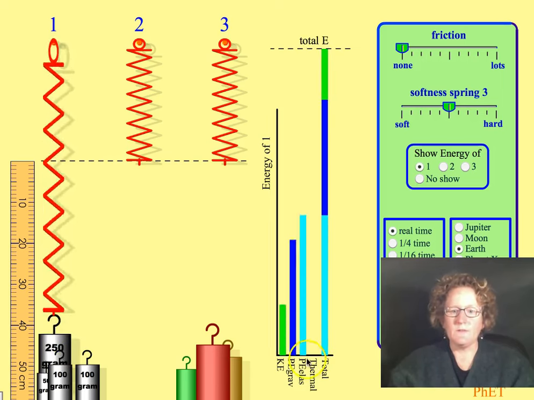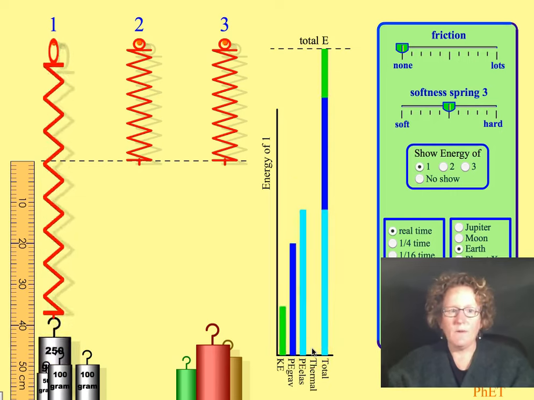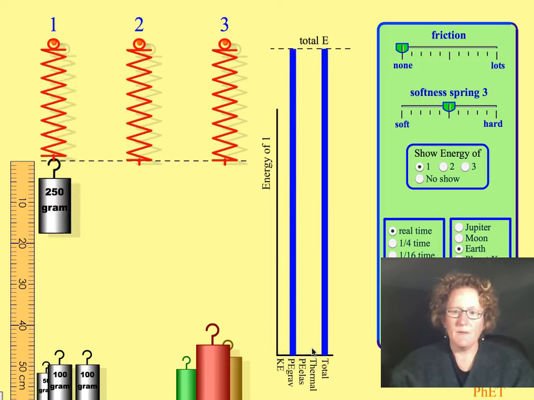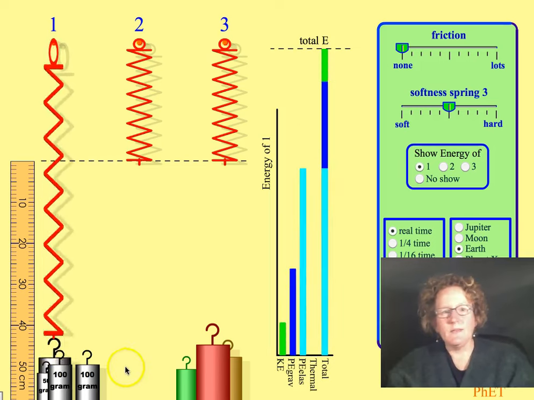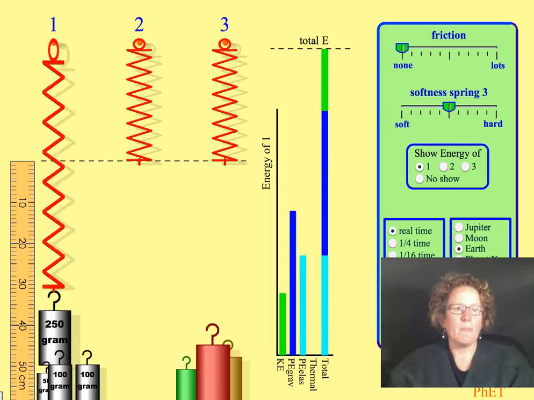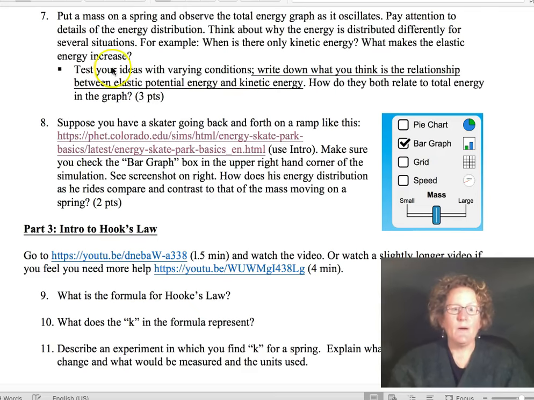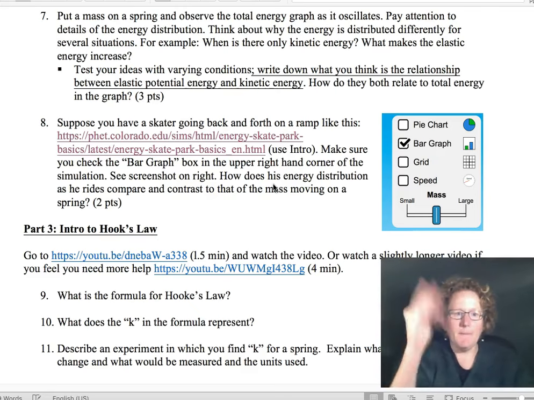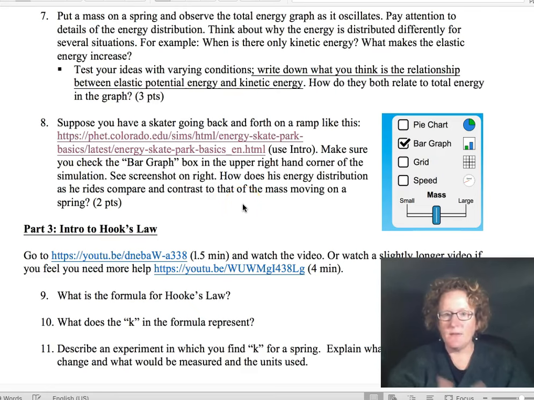And you can see there's no thermal energy here because now we're living in a frictionless world, which would sort of be nice, except when you have to drive. So for number 8, we're going to consider a different system with potential and elastic energy. We're going to go to a skate park simulation, and we'll look at that. Make sure you check bar graph in the upper right hand corner, and we're going to look at the energy distribution as a skateboarder rides a ramp and contrast that to the mass moving in the spring.